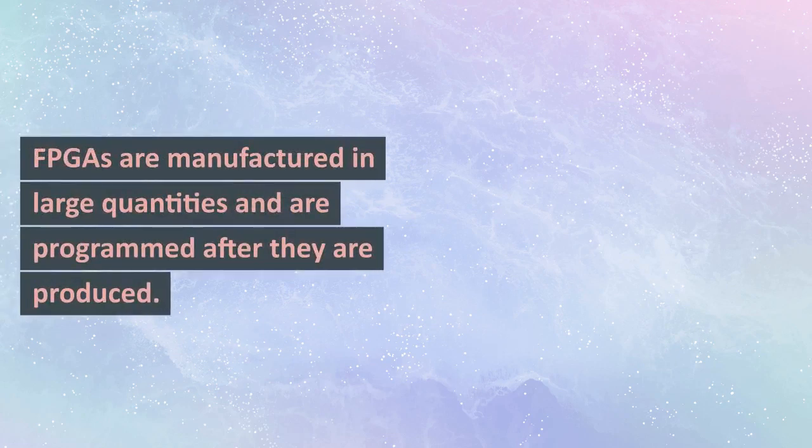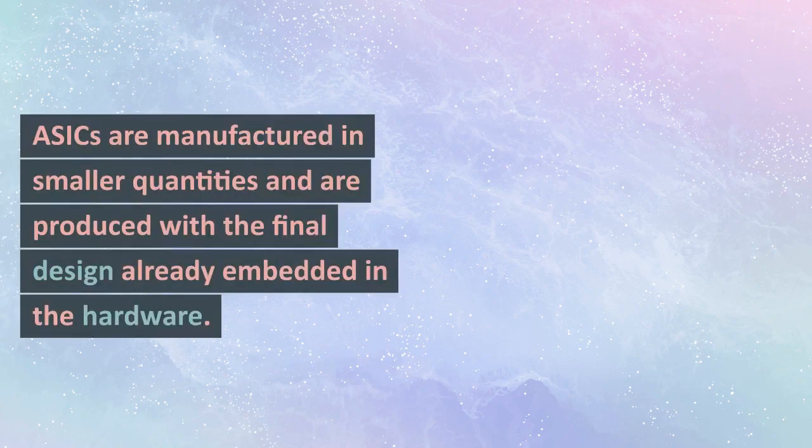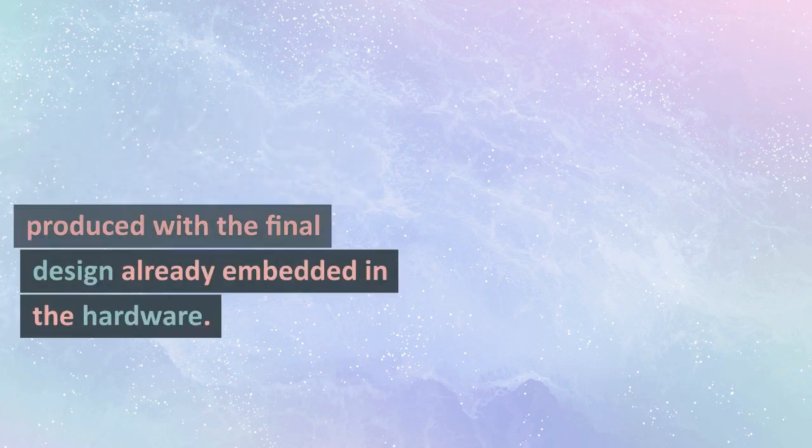FPGAs are manufactured in large quantities and are programmed after they are produced. ASICs are manufactured in smaller quantities and are produced with the final design already embedded in the hardware.